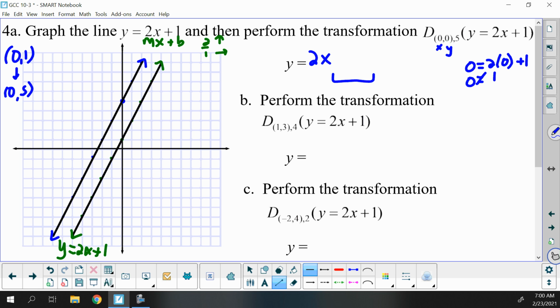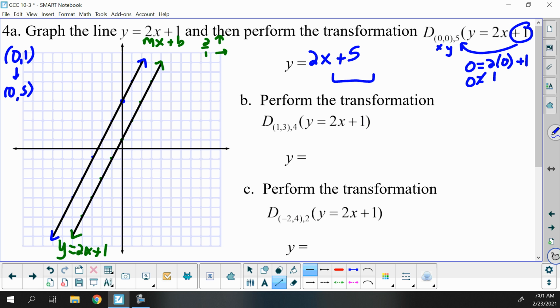And what we're looking for is the y-intercept. Well, notice our y-intercept is now at 5, so we're going to have 2x plus 5. If you are centered at (0, 0), and you notice (0, 0) is not on the line, you can simply get the y-intercept by multiplying the original y-intercept by your scale factor. But that is only if you are centered at (0, 0). We'll show you what to do in one of the other ones if you are not centered at (0, 0).